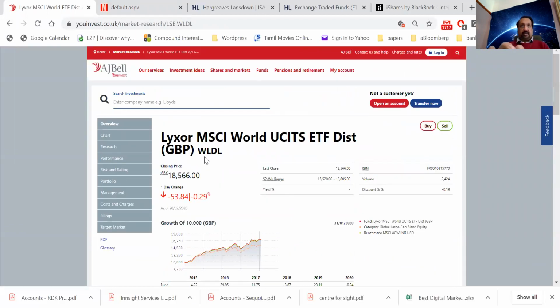So the symbol is WLDL. You can buy that, WLDL, SWDA, both are the same. It's your choice. So this is what I would do, one of these companies. You choose whichever you want. I won't say which one, so you can carry on and do whichever. So that's how you do your research.